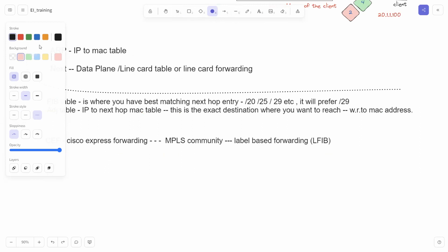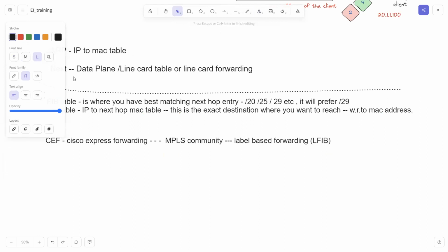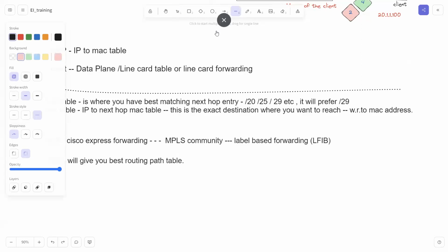Okay, so what was the RIB? The best routing path table, right? Okay, so let's understand.